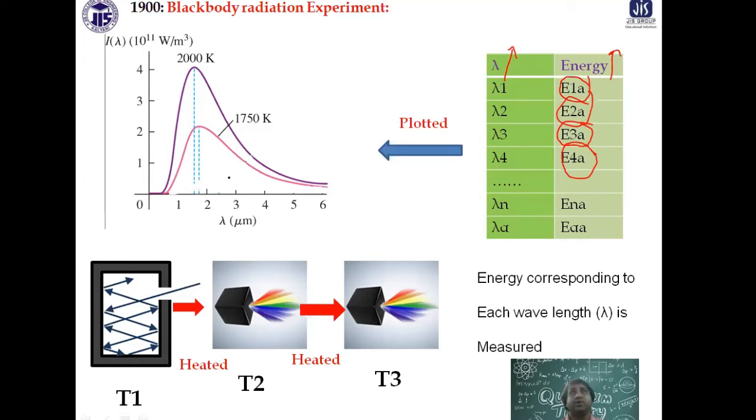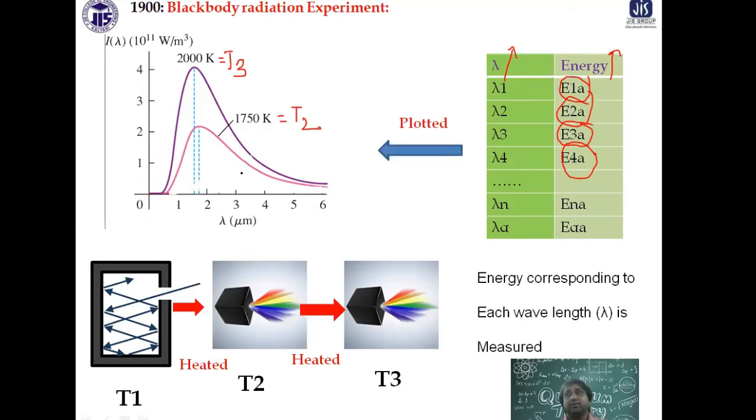And now again you plot it. Suppose the initial temperature was say 1750 degree Kelvin, suppose this is T2. Now it is heated to a higher temperature, maybe 2000 degree Kelvin, suppose this is T3. So at T3, you get this violet graph. You notice both the graphs are very similar. Initially, it increases with lambda, and finally it decreases with lambda, and in between passes through a maxima.